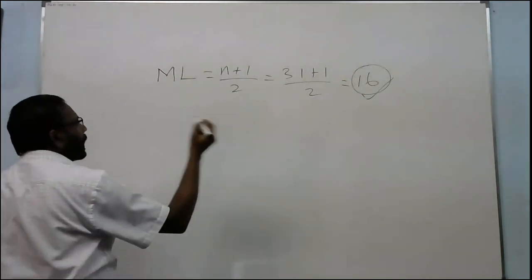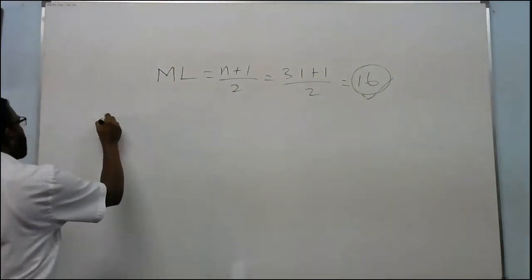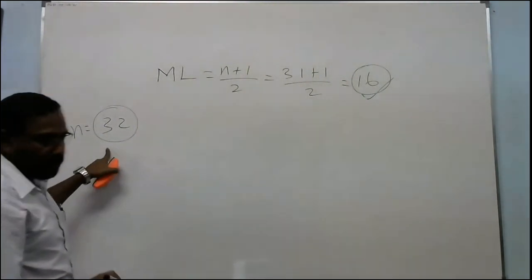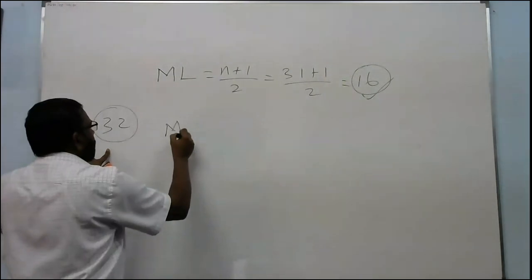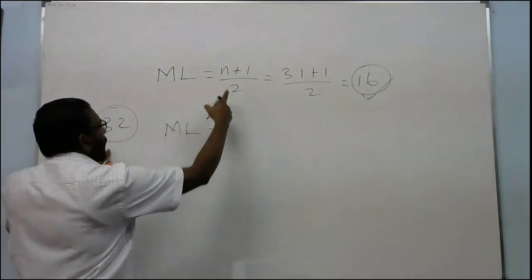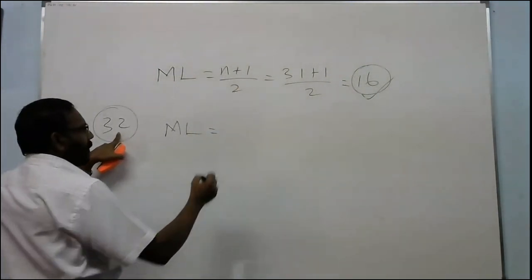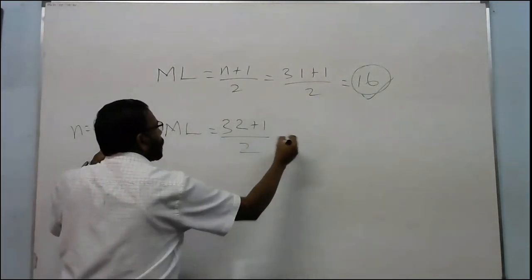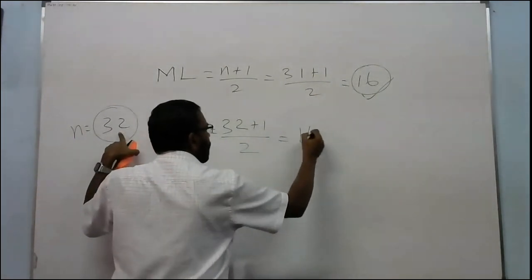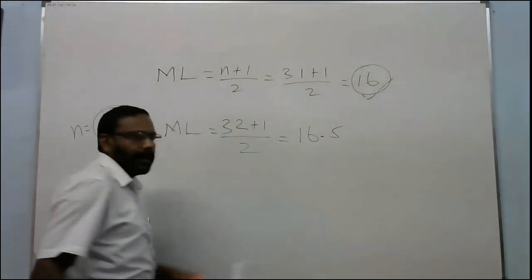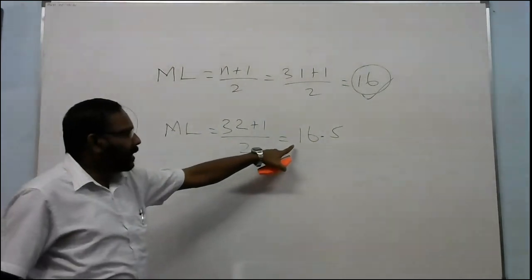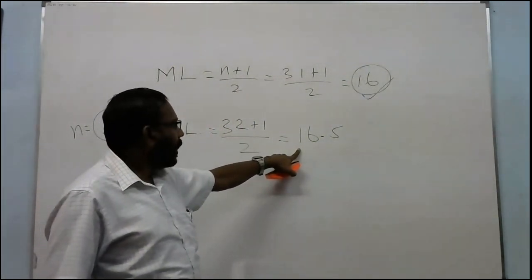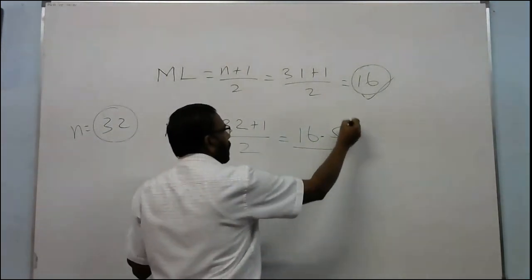Let's look at another example. I have a data set of 32 in another example. So in that case, my median location is n plus 1 divided by 2. What is my n? 32 plus 1 divided by 2. So now my median location is 16.5. My new median location for this data is 16.5. So this is the median location.